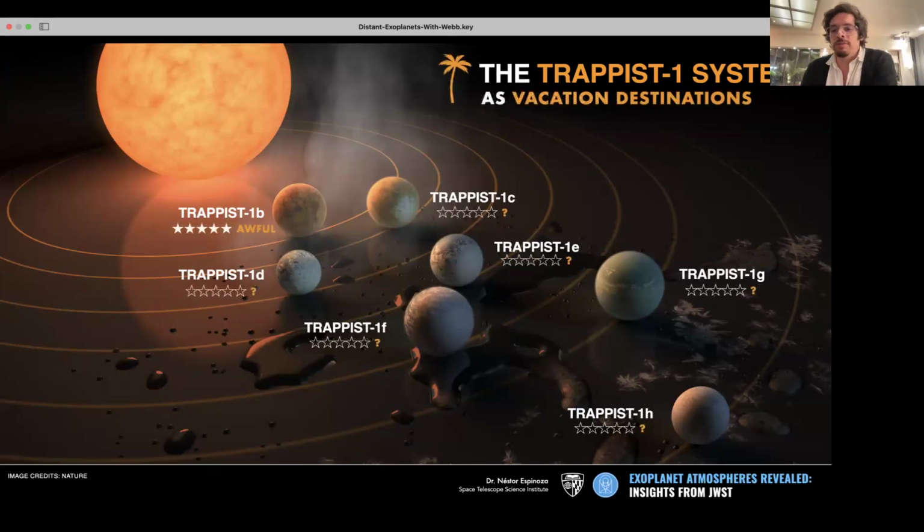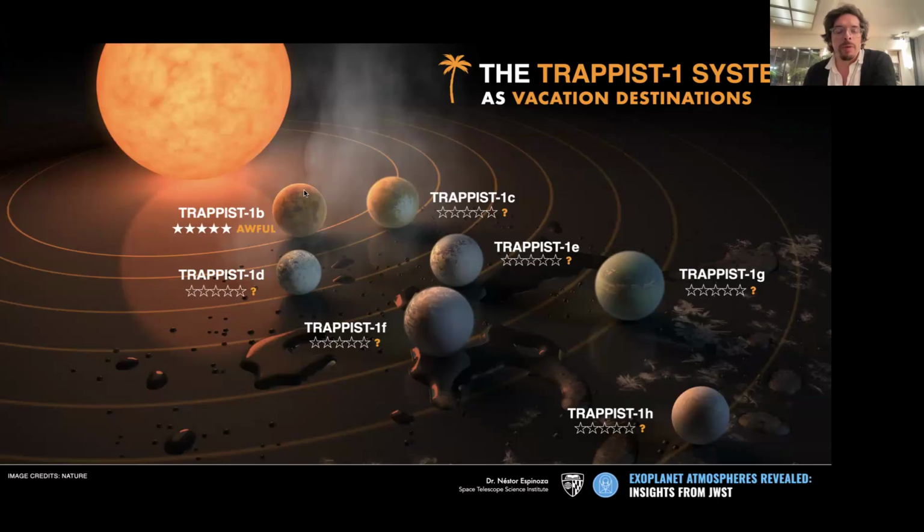And of course, I'm also trying to build a vacation destination ranking for these ones. And we already know that the closest one, TRAPPIST-1b, is an awful place to be because by James Webb observations, that I'm not going to show today, but I can show them later if you want, we do know that that planet doesn't have an atmosphere, or the atmosphere is very thin. So if you go unequipped, you don't have an atmosphere to breathe. But all the other planets, the jury's still out. They could have sizable atmospheres, and who knows, maybe life could emerge in some of these planets.